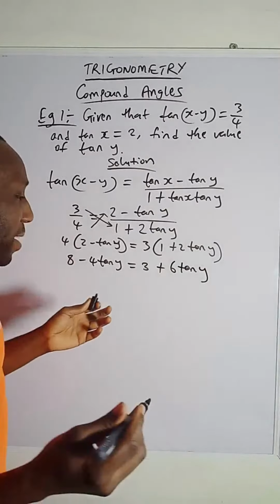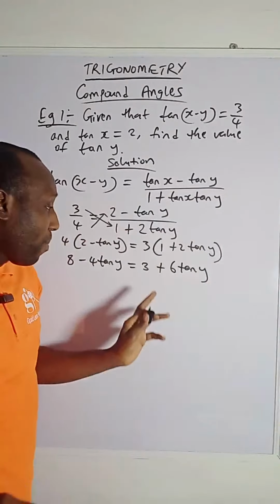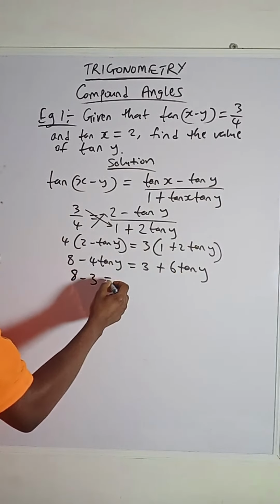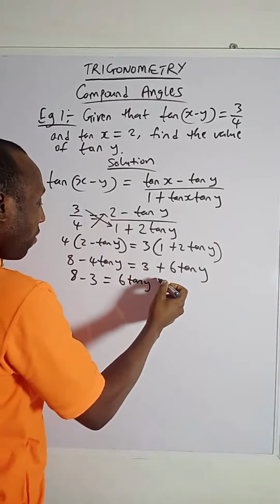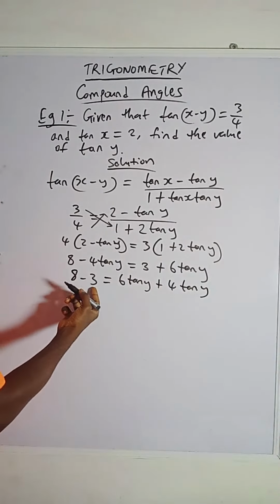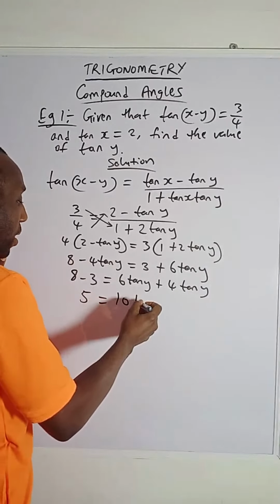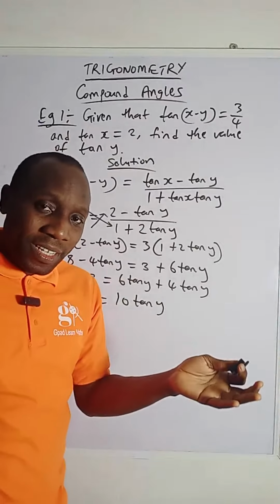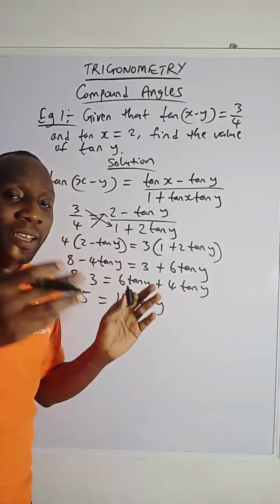So I'm going to collect like terms. Let's move negative 4 tan y to the right hand side and move 3 to the left hand side. So I'm going to have 8 minus 3 is equal to 6 tan y, and this one here, move this over, you have plus 4 tan y. 8 minus 3 is 5. 6 tan y plus 4 tan y is 10 tan y. It's like saying, what is 6x plus 4x? Of course, 10x. So 6 tan y plus 4 tan y is 10 tan y.